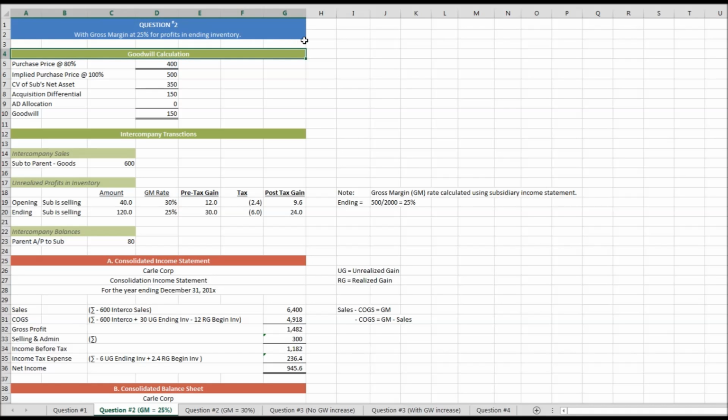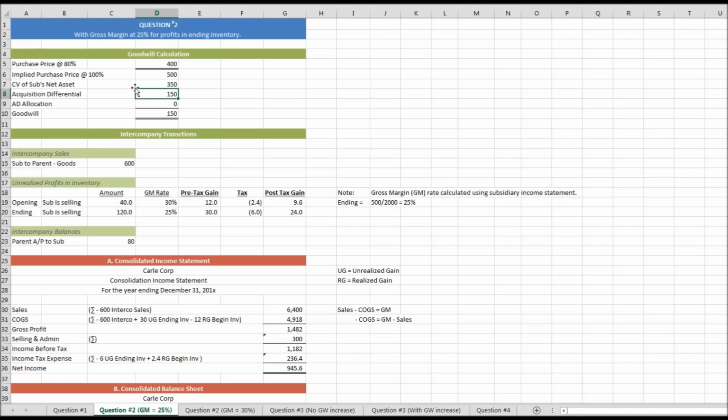All right, so first we're going to do the goodwill calculation. So we bought 80%, and that cost the parent $400. But we've got to figure out the implied value at 100%. So we simply divide 400 by 80%, or 0.8, and then we get 500. We need to subtract the carrying value of the sub's net assets now. I personally like to use shareholders' equity because there's fewer accounts and it's quicker to calculate, and that's 350. We subtract that from 500 and we get an acquisition differential of 150.